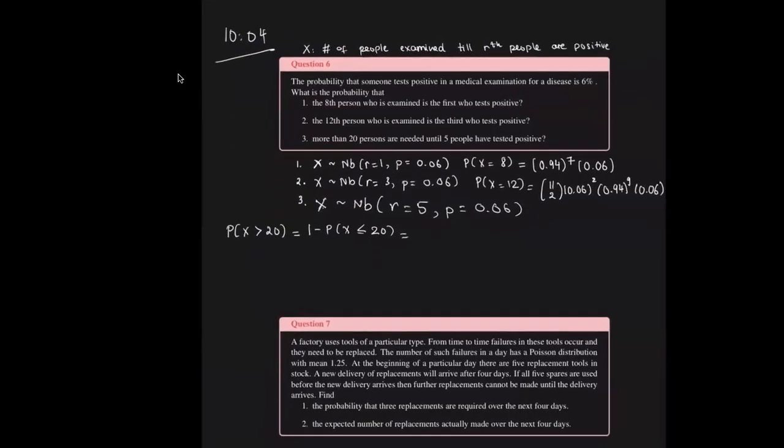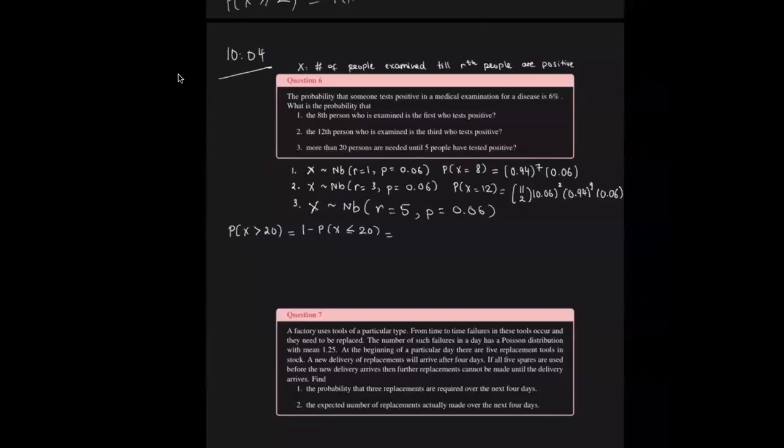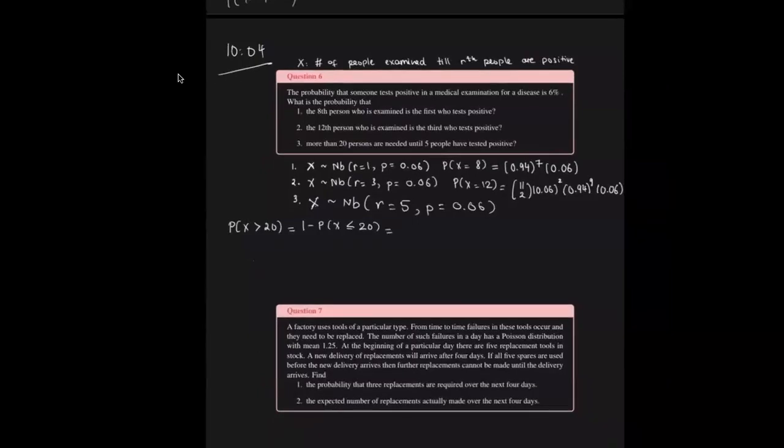Okay, so if we think about it, what happened when X equal to 20? X equal to 20 means that we have to test 20 people until this one is the 5th positive, which means the first 19 need to have 4 positive, and then 19 minus 4 negative. And this logic applies for any number.